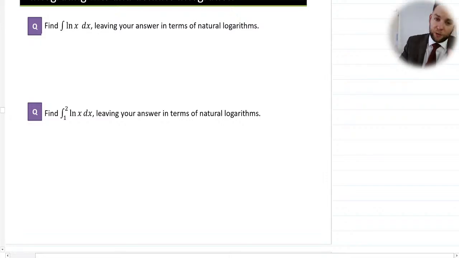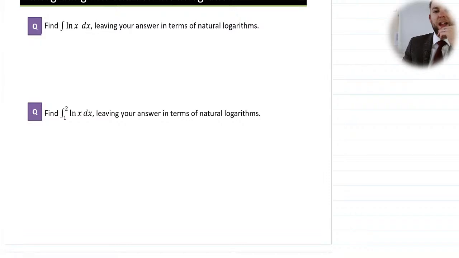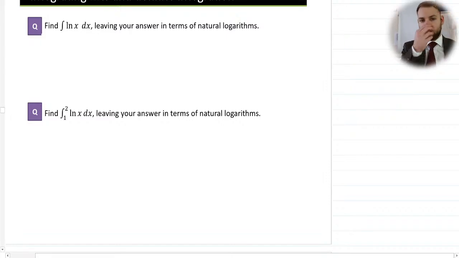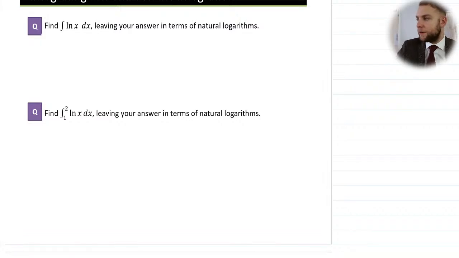We can actually use this to integrate ln x. There's a special rule for this one here. So, get this one down: integrate ln x with respect to x. Now, the trick with this is to actually add a little part here. You've got to add 1 in, okay?